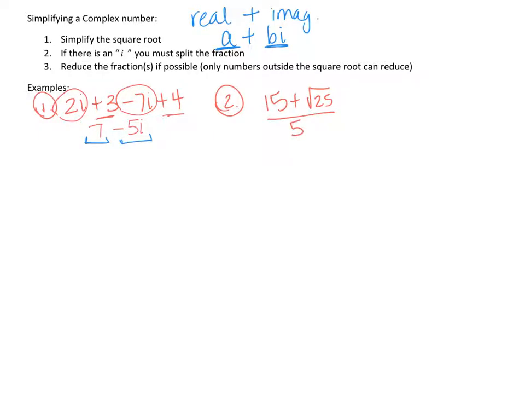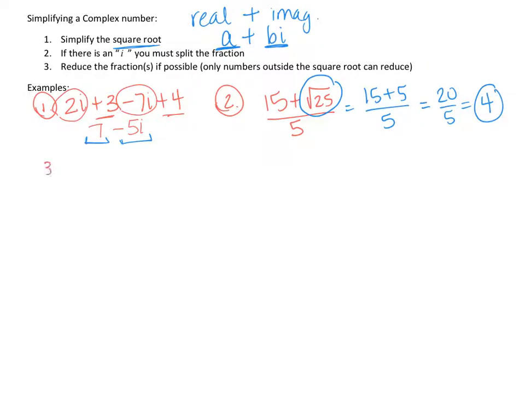So I have 15 plus the square root of 25, all over 5. I need to simplify this. The first thing I'm going to do is start off with my square root. I know the square root of 25, that's 5. So I'm going to have 15 plus 5 over 5. Now there's nothing imaginary about this, so I can just combine it and get all real numbers. So 15 plus 5 is 20. 20 divided by 5 is 4. I've got a real number.